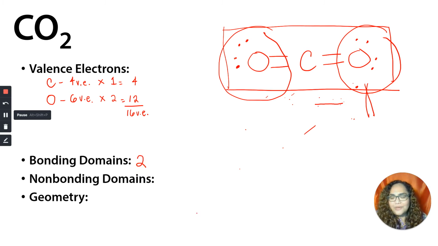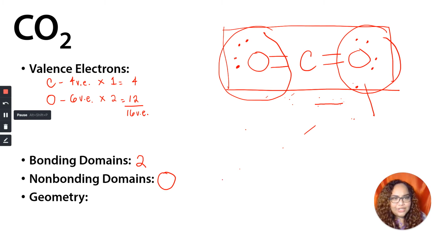Okay. Now how about the non-bonding domains? If you look at the central atom, are there things around it that do not bond with other elements? No, there are none. So you would say that for the non-bonding domains, there are 0. So with this information, you can look at what geometry it has. But let's go back a little bit to the valence electrons.